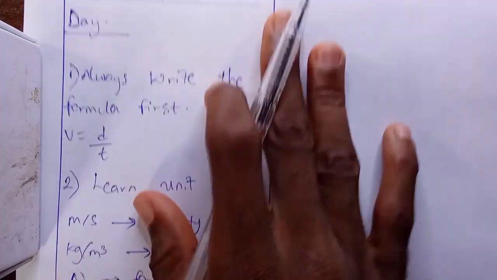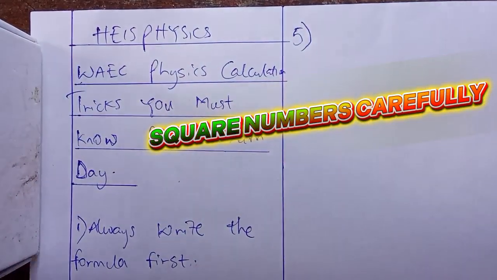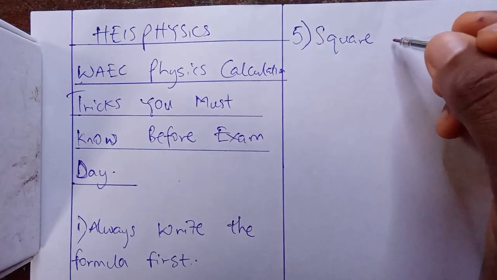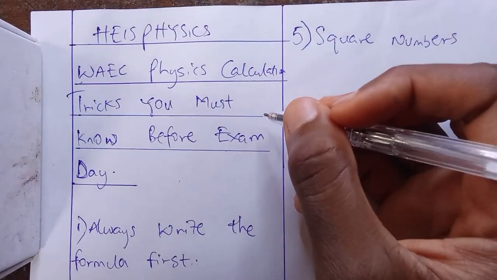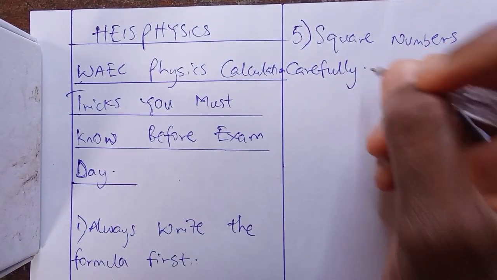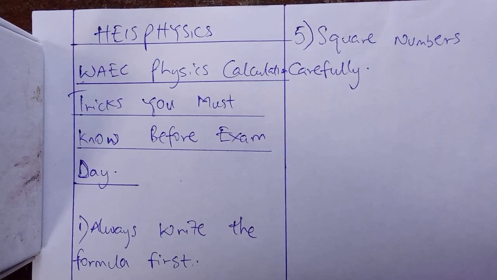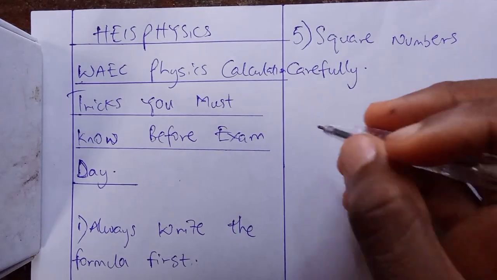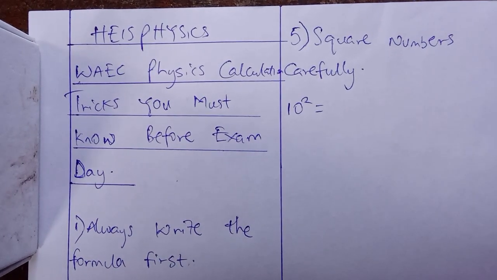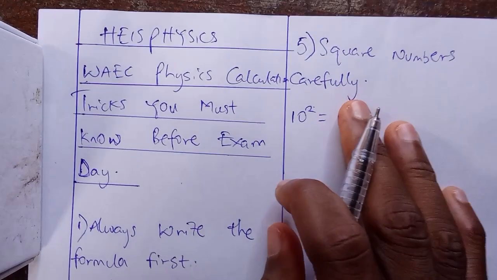Now, our 5th trick: square numbers carefully. Students fail because of these simple squares. This trick is also not so important because we have a WAEC calculator, but it is a famous mistake WAEC students make. Some people take 10 squared as 20, maybe out of exam tension. 10 squared is not 20 but 100. This is not 10 times 2, this is 10 times 10.